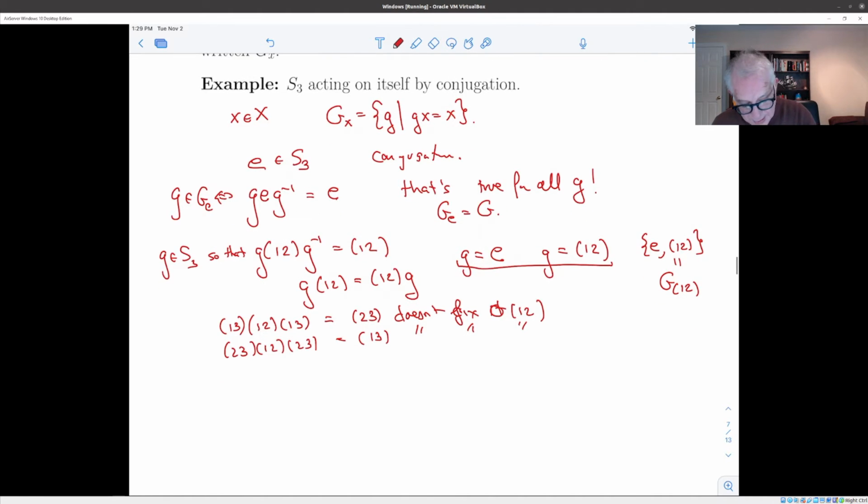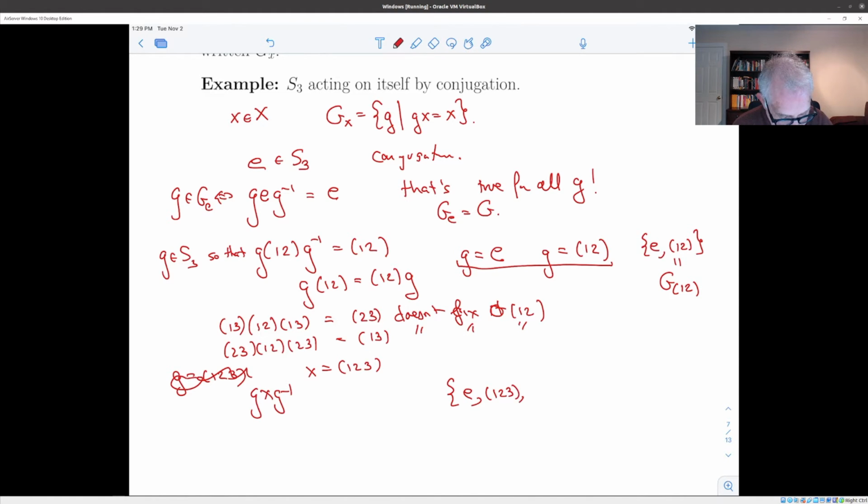And the other thing we can look at is if x happens to be a 3-cycle, let's call that x is (1 2 3). What commutes with x? Well, x itself does, and also the other 3-cycle. So it turns out that the things that commute here are e, (1 2 3), and (1 3 2). So the stabilizer of the element (1 2 3) is the rotation group.